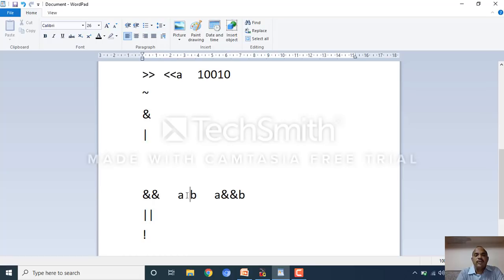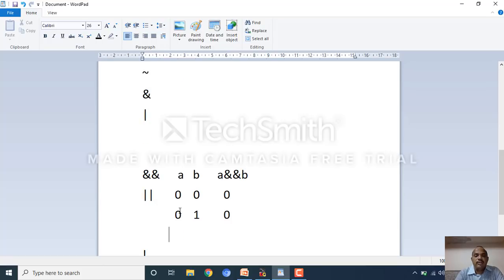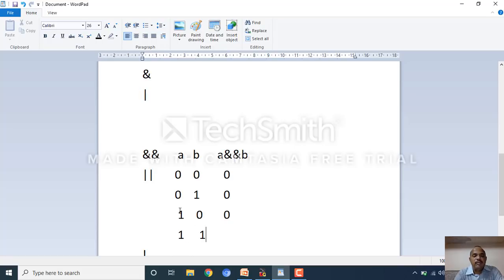All of you clear? So A value 0, B value 0, then A and B is also 0. Next, A value 0, B value 1, then A and B is also 0. Next, A value 1, B value 0, then the A and B operator is also 0. Logical AND operator. Next, A value is 1, B value is 1, then the output is 1.